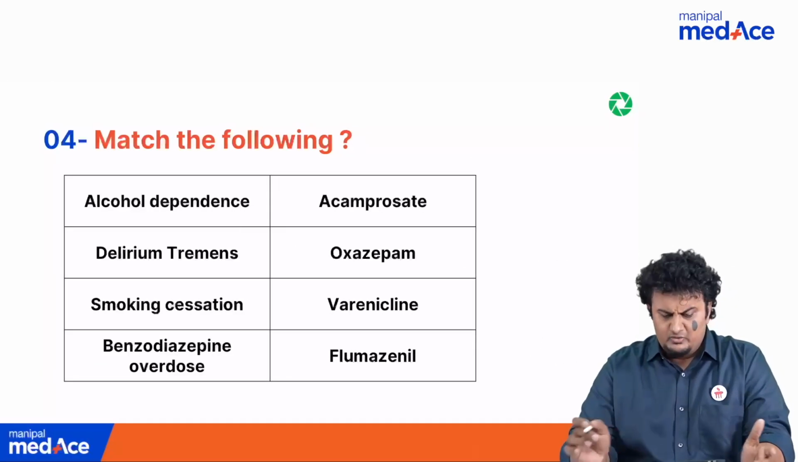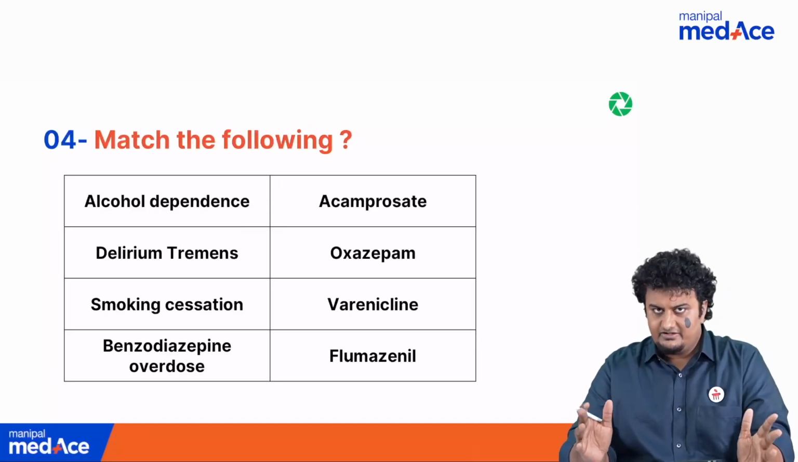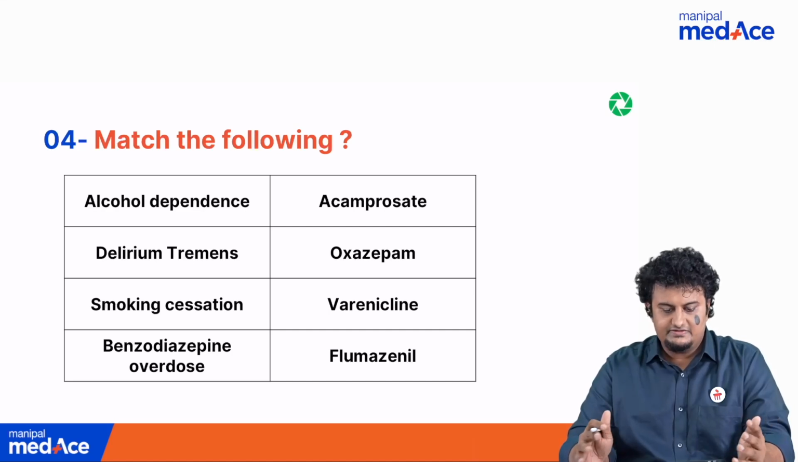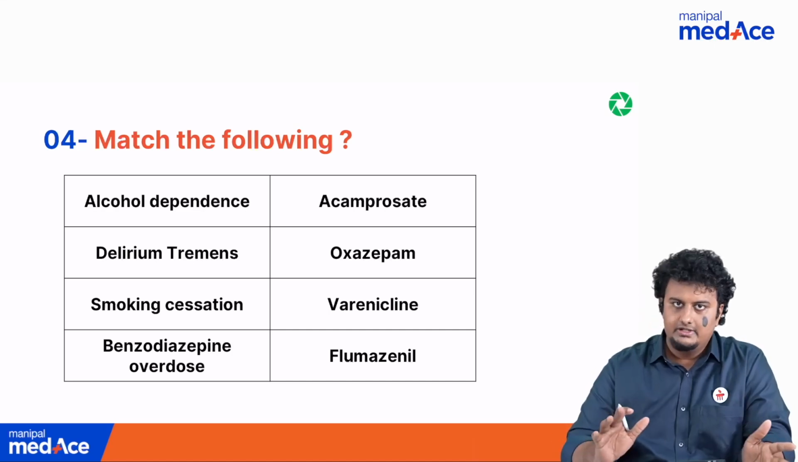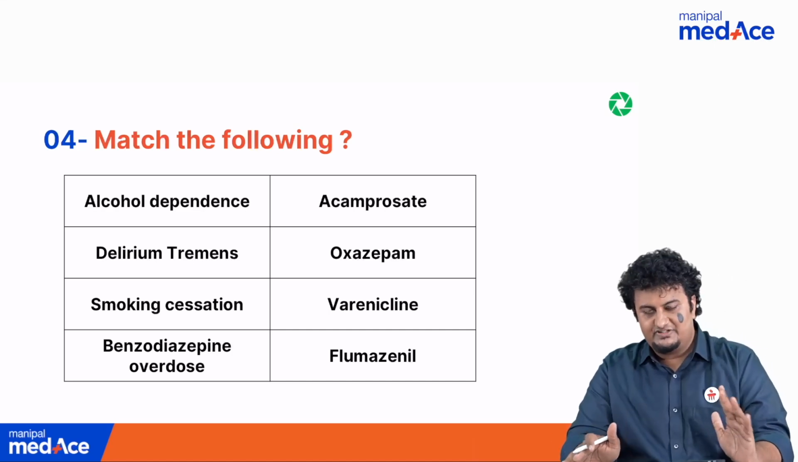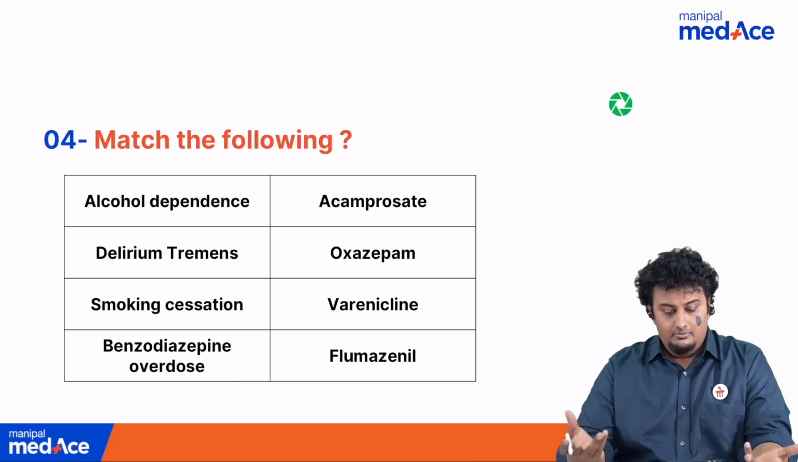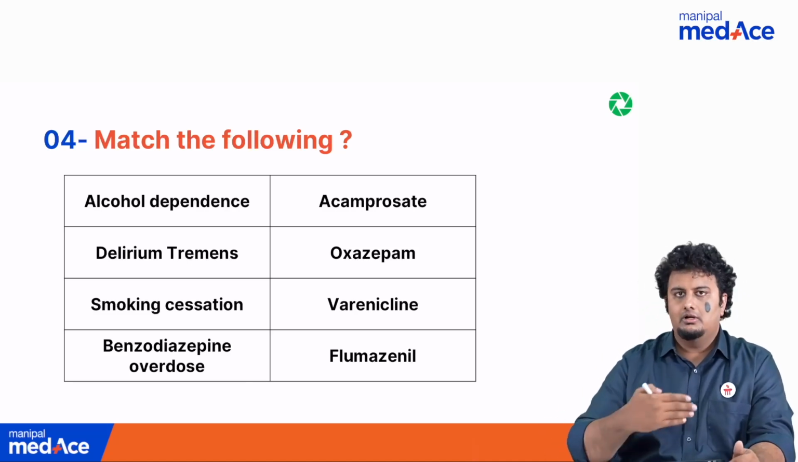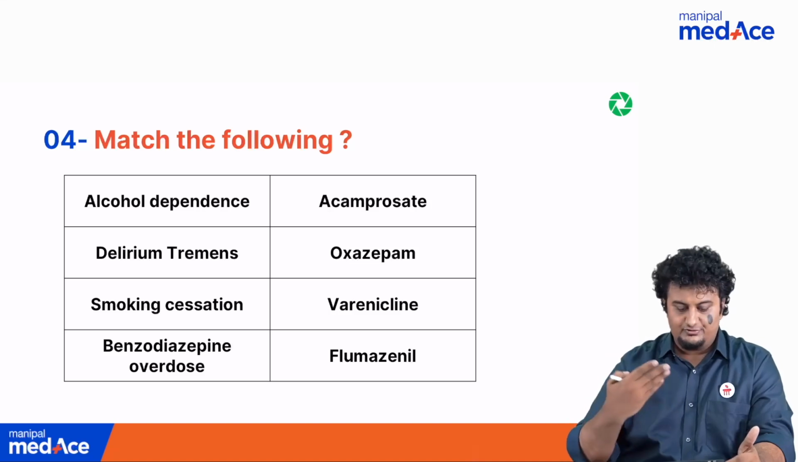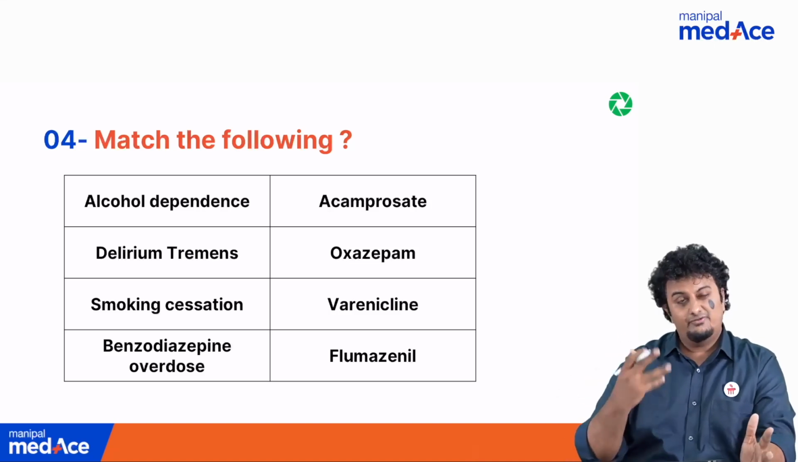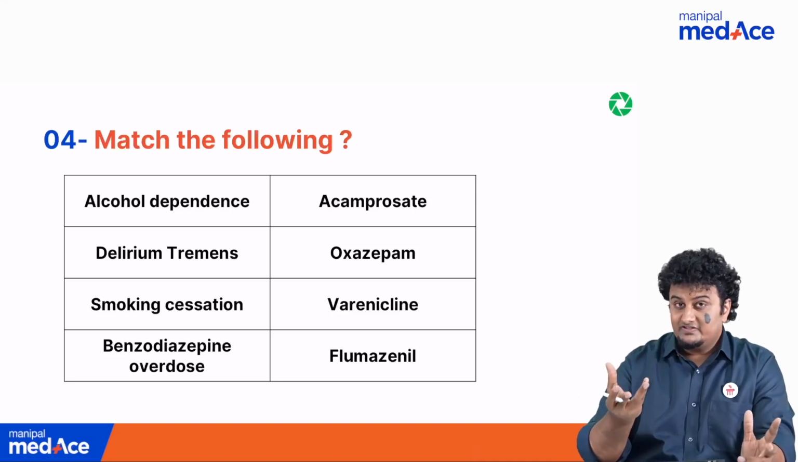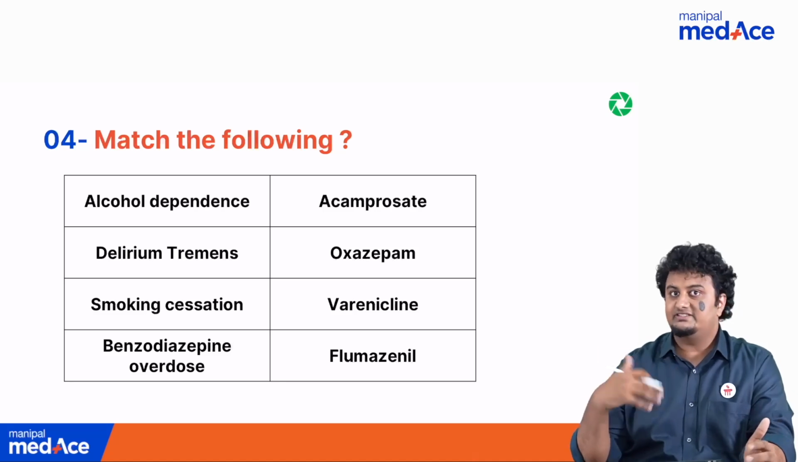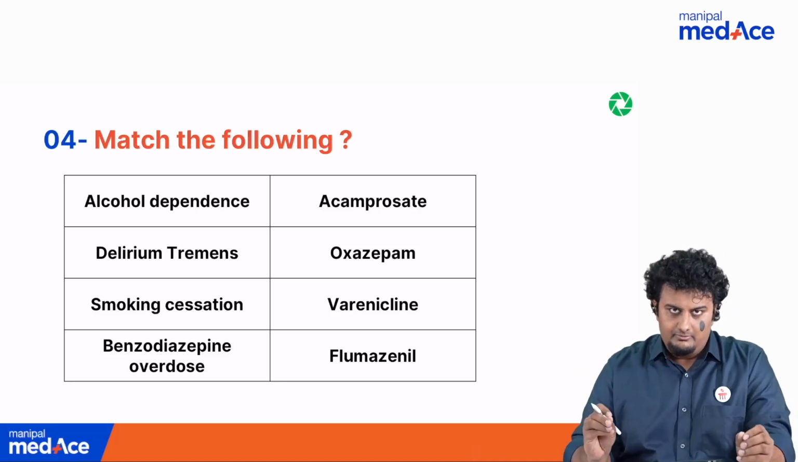Next, question number 4. This is match the following, and this is sort of an overlap between pharmacology, medicine, psychiatry, and also forensic medicine, but I will deal with it here in forensic medicine because it deals with alcohol and delirium tremens and also benzodiazepine overdose. So even if you didn't know the answer about smoking cessation, you would have still been able to answer the others and have gotten your marks.